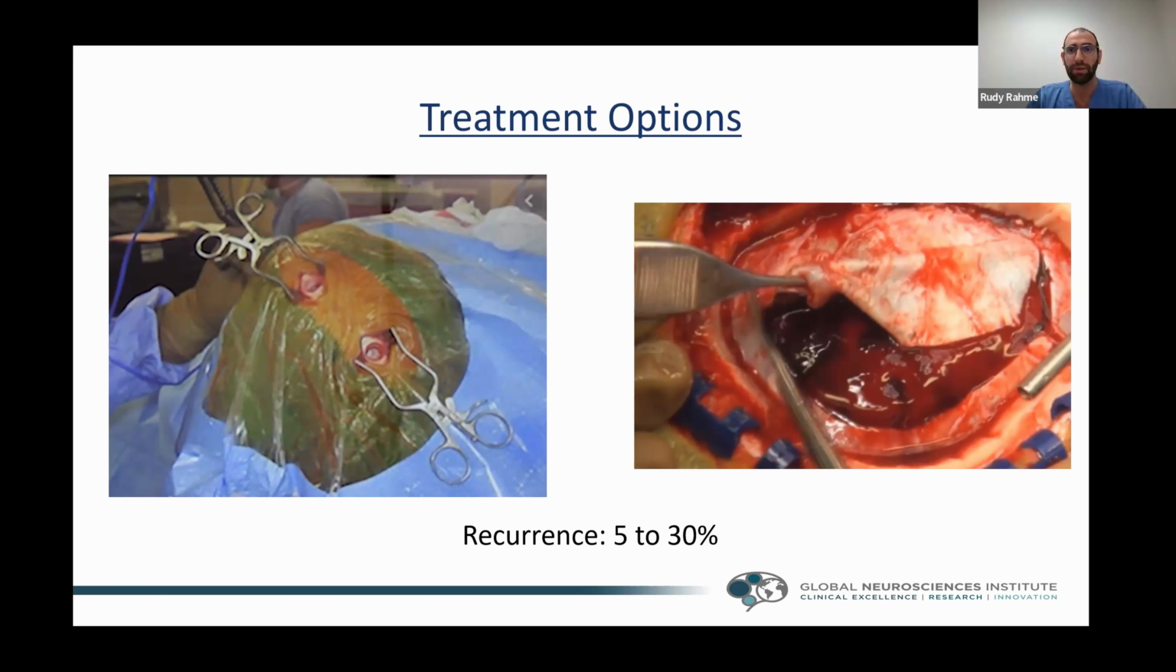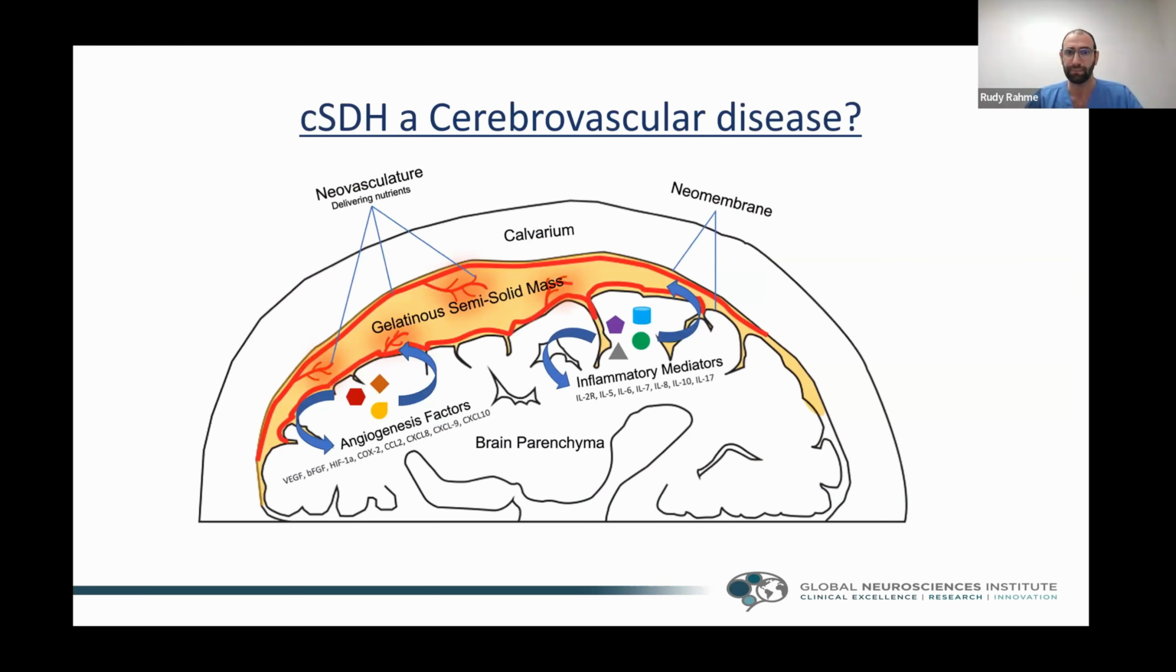So that's where middle meningeal artery embolization came in. If you think about it, it doesn't make sense. This is subdural hematoma. It's a traumatic disease. Why are we doing an embolization for a traumatic disease? Something is missing here. There is a link that is missing.